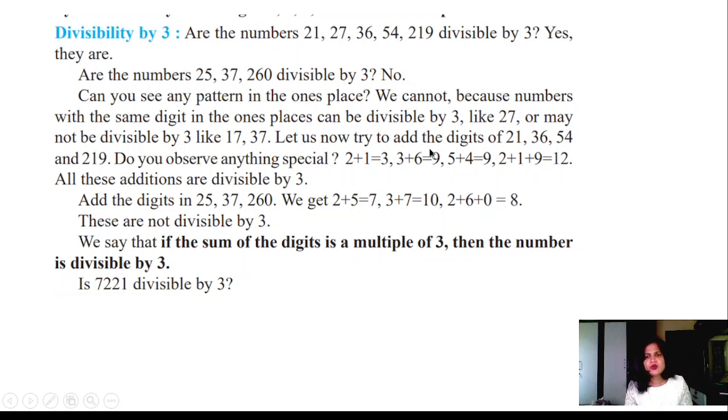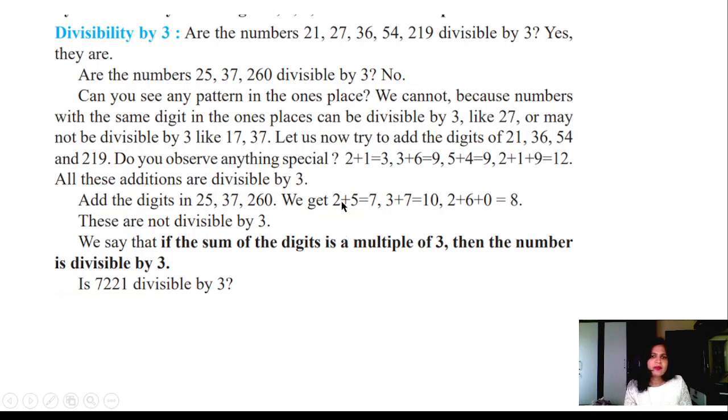Let us try to add the digits of 21, 36, 54, 219. We observe that 2 plus 1 is 3, and 3 is divisible by 3. That's why 21 is divisible by 3. 3 plus 6 is 9, and 9 is divisible by 3, 3 threes are 9. 5 plus 4 is 9, and 9 is divisible by 3. 2 plus 1 plus 9 is 12, and 12 is divisible by 3. All these sums are divisible by 3. Add the digits in these numbers; if that sum is divisible by 3, then the whole number is divisible by 3.